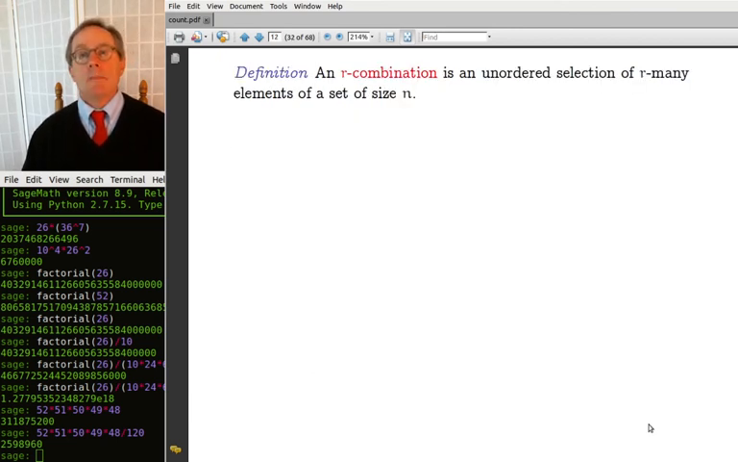So an R combination is an unordered selection of R many elements taken from a set of size n. An R combination is an unordered selection. So an R permutation is an ordered selection, and an R combination is an unordered selection. Permutation is order, combination is unordered.